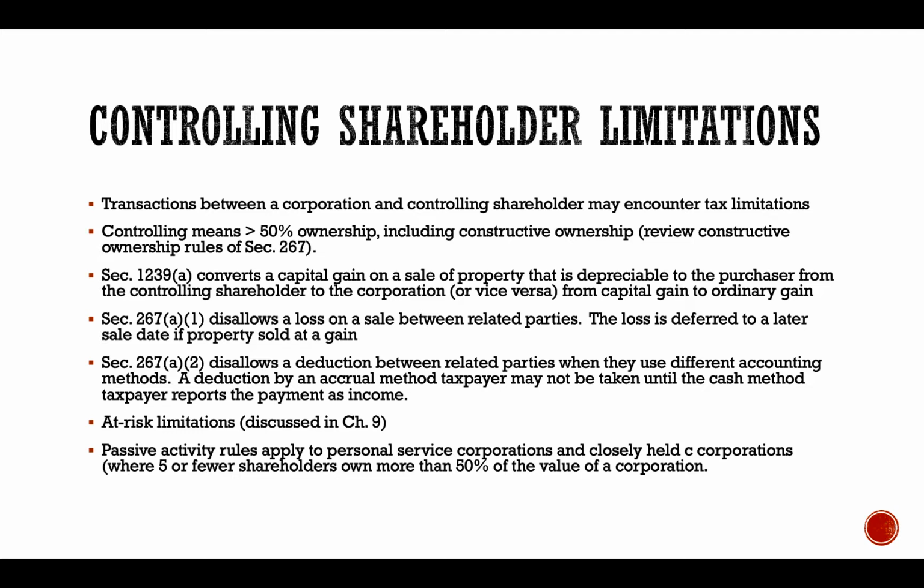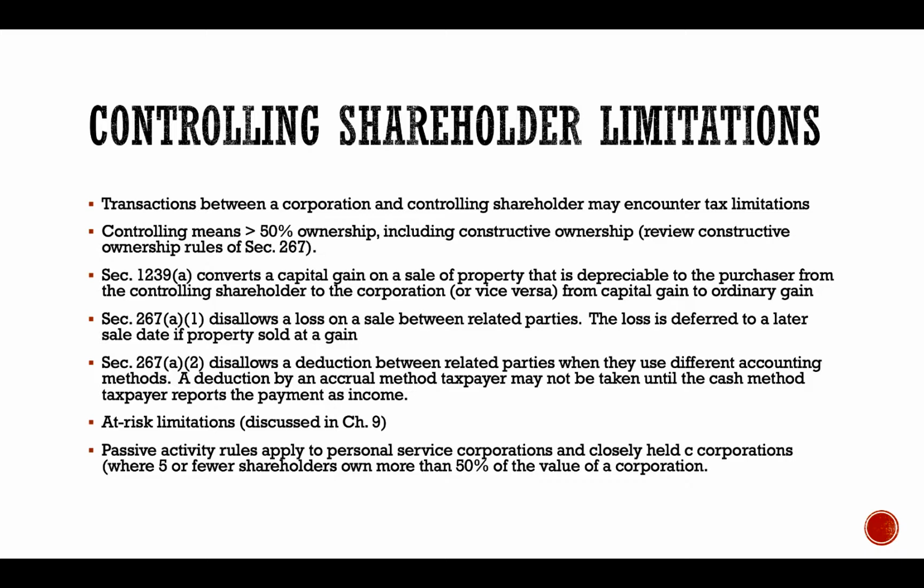Section 267(a)(2) is going to disallow a deduction between related parties when they use different accounting methods. So a deduction by an accrual method taxpayer may not be taken until the cash method taxpayer reports the payment as income. This also makes sense because an accrual method taxpayer can take a deduction for an expense when it's owed but not yet paid. But the cash method taxpayer won't report the receipt as income until they actually get it in their hands. So without this rule, this accrual method taxpayer could continue to take deductions, and there'd be no corresponding recognition of income if they hadn't actually paid the expense.